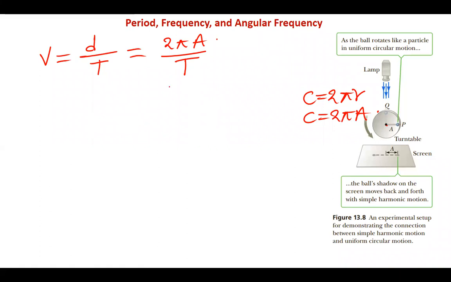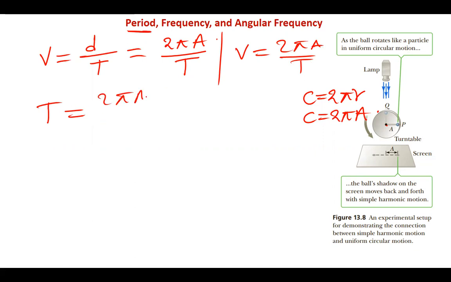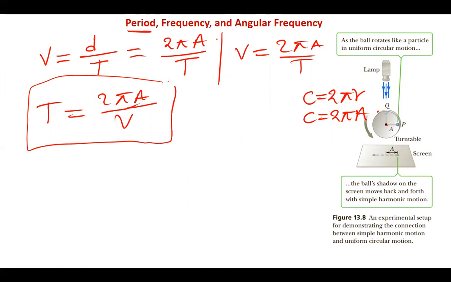From there, we can now make the period the subject of the formula, by trying to derive the formula for the period. So in short, the formula is V is equal to 2 pi a over t. When you cross multiply, the period will just be 2 pi a over the velocity. So this is the formula for period. This is the simplest formula for period that we're going to look at.